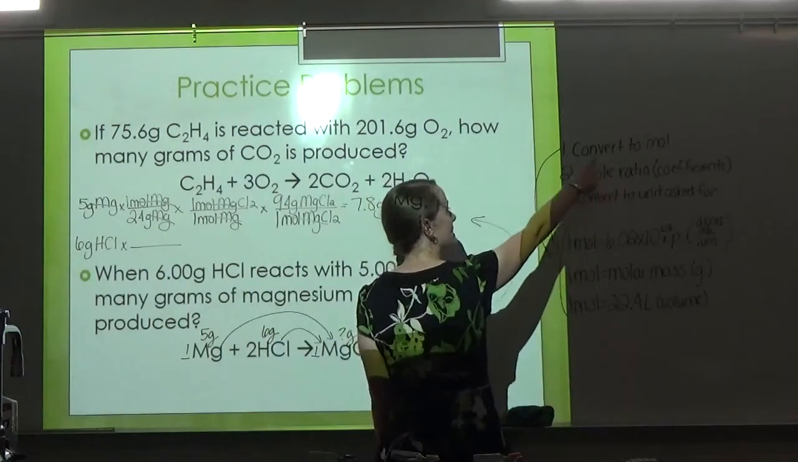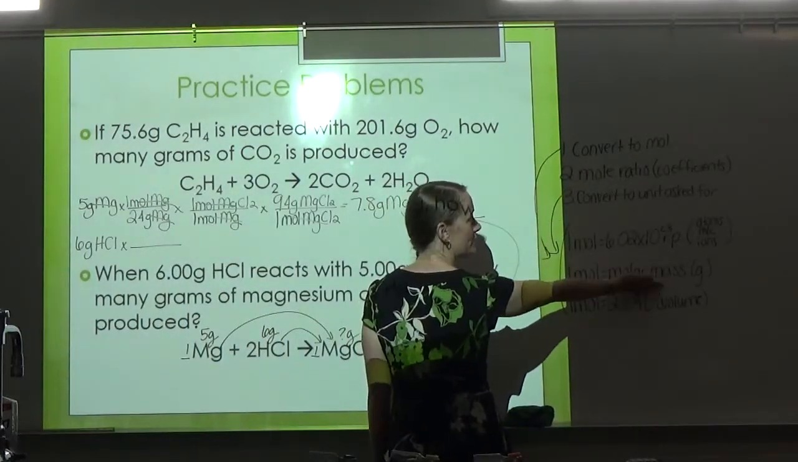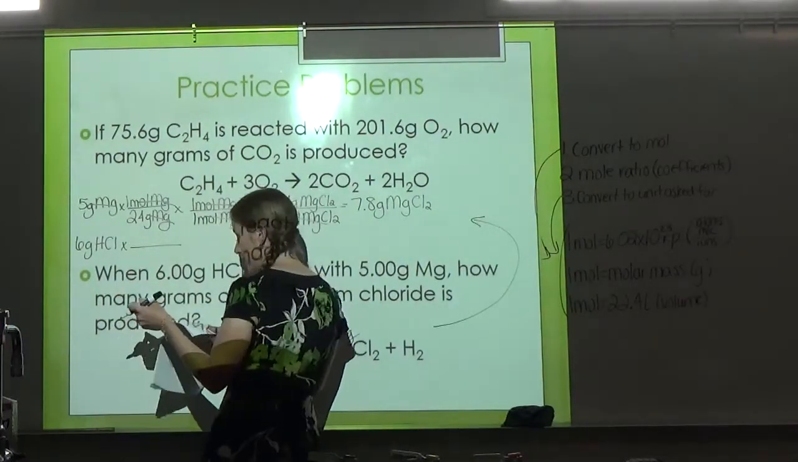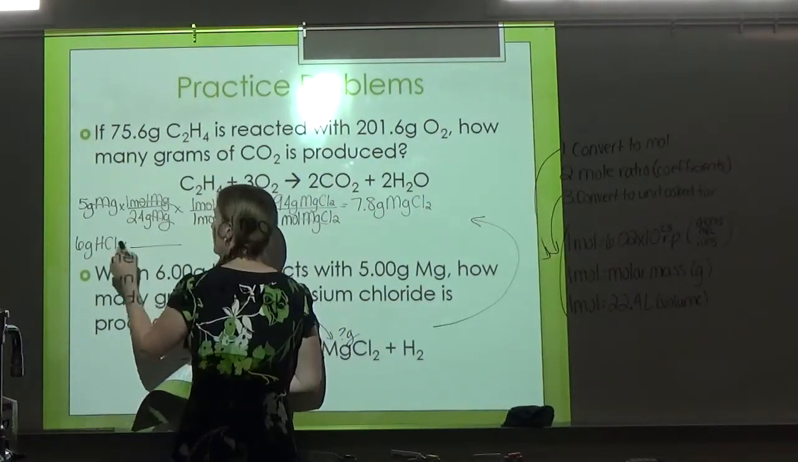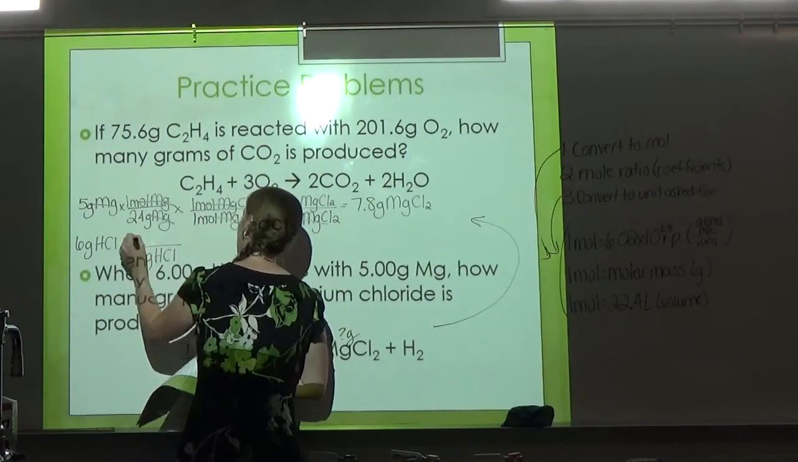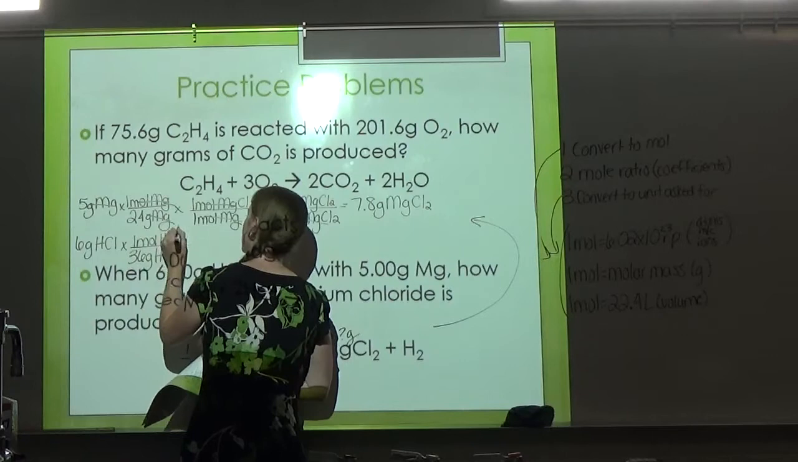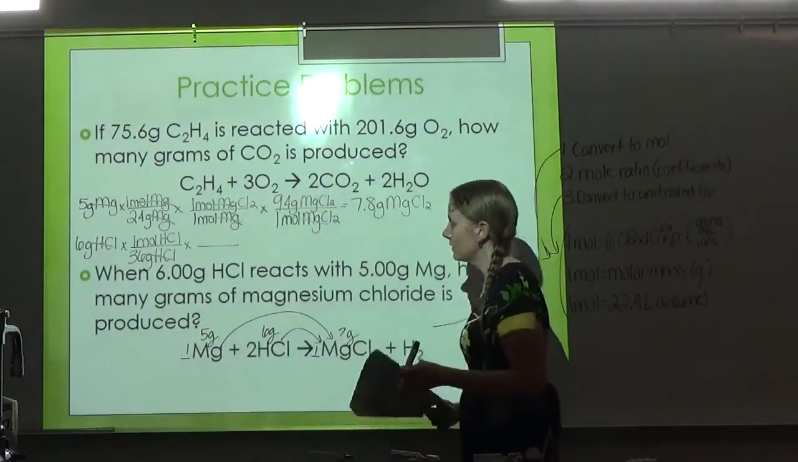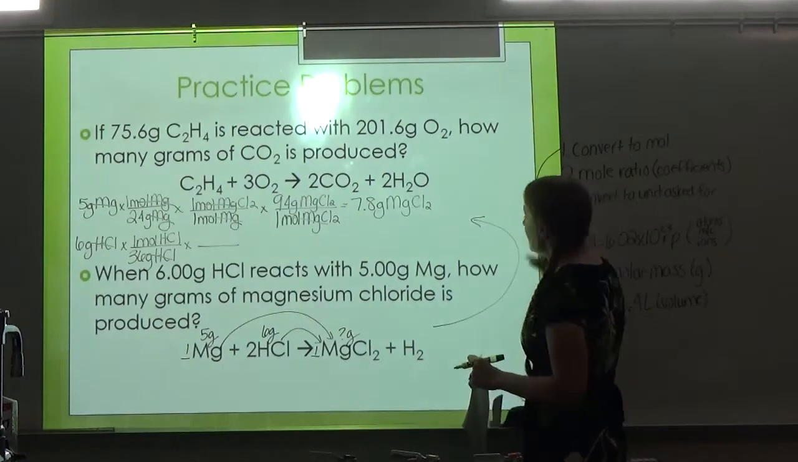And step 1 says convert to moles. Since I have grams, I'm going to use molar mass. So when you add up HCl off the periodic table, you get about 36 grams per mole. So I'm going to put my 36 grams on bottom so I can follow my golden rule, and my 1 mole on top. So see how stoichiometry is all pattern. That's why I say it's so logical. It's just a pattern.